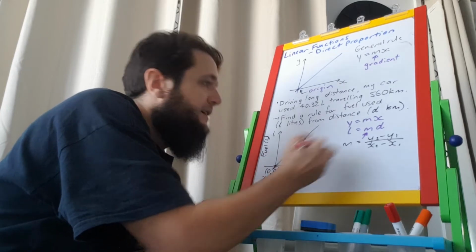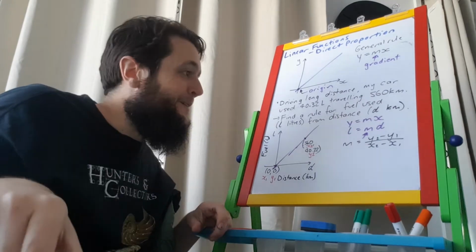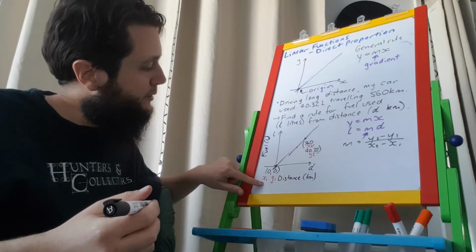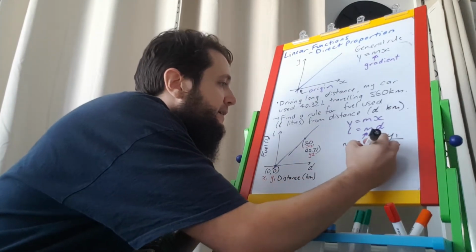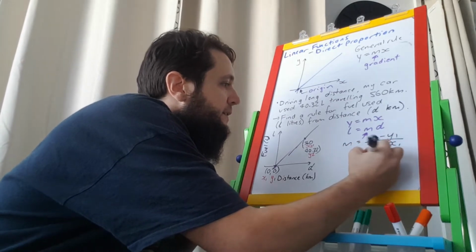Because if those two values there are 0, it's going to make my calculations really easy. So that can be the second point, x2, y2. That can be the first point, x1, y1. All we're going to get is 40.32 over 560.